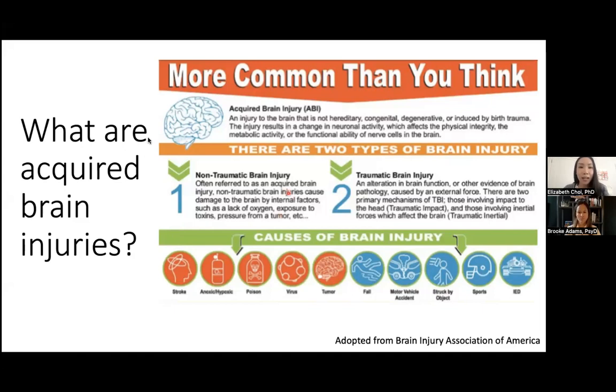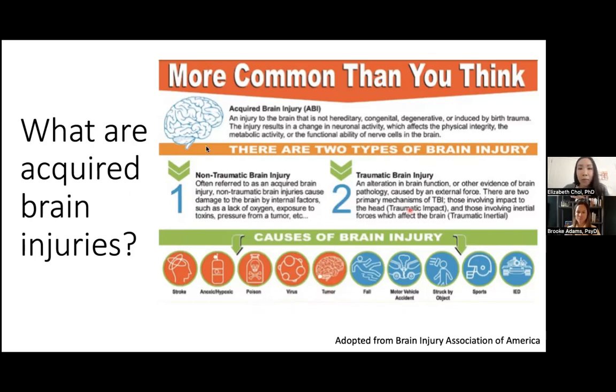So if you look at this diagram, there are two types of brain injuries. On the left is something we call non-traumatic brain injury, which are often caused by internal factors. So some examples can include stroke, which is a top leading cause of acquired brain injuries, lack of oxygen, intoxication, virus inflammation, infection, or perhaps a tumor pressing on brain tissues that would affect internal structure.